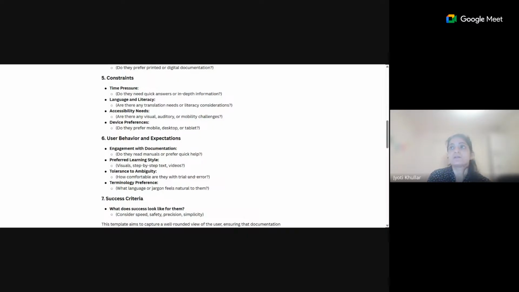Language and literacy. You have to see if you're maybe creating a product meant for senior citizens, you'll have to write according to them, their language, their literacy level, or an audience that is there in the rural areas. You'll have to use the language as per them, as per their level of education and literacy. Accessibility needs. If they have any visual, auditory, or any kind of mobility challenges, depending on that as well, you will give the documentation. There will be preferences from the device perspective.